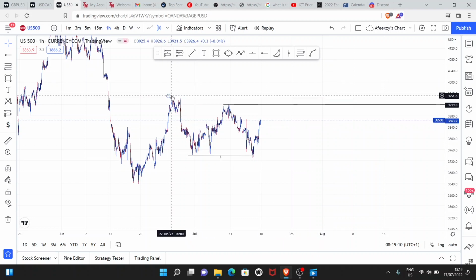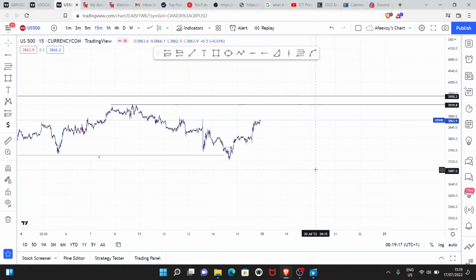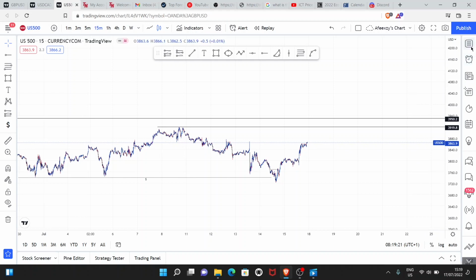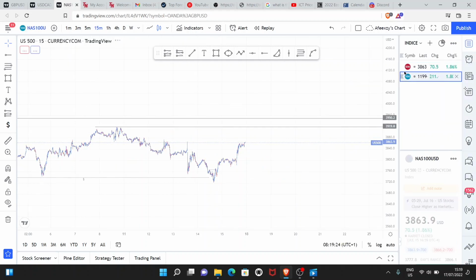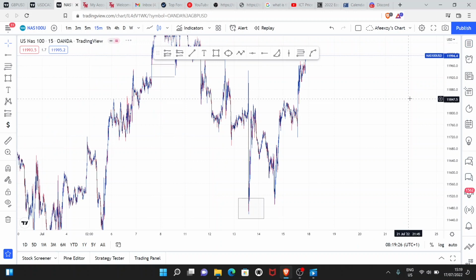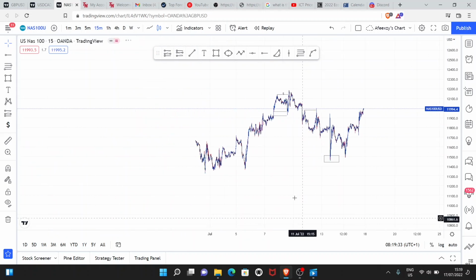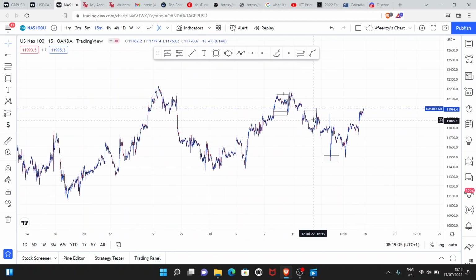These are equal highs here. So I see the bullishness kicking in on S&P. Let's see how it plays out next week. Okay, and let's go to our Nasdaq. On Nasdaq, oh yeah, this was my analysis on Nasdaq last week. Okay, this is very nice. Let's clear it out and make a fresh analysis.